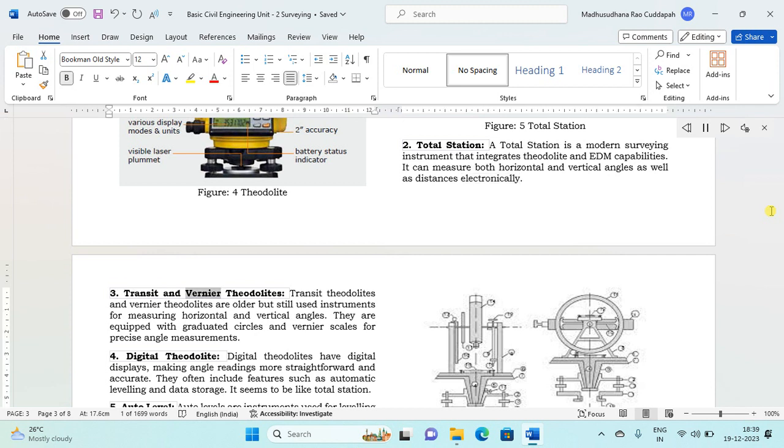3. Transit and vernier theodolites. Transit theodolites and vernier theodolites are older but still used instruments for measuring horizontal and vertical angles. They are equipped with graduated circles and vernier scales for precise angle measurements. 4. Digital theodolite. Digital theodolites have digital displays, making angle readings more straightforward and accurate. They often include features such as automatic leveling and data storage. It seems to be like a total station.